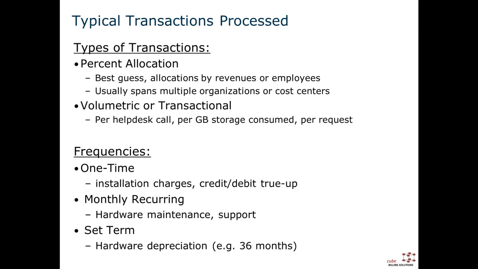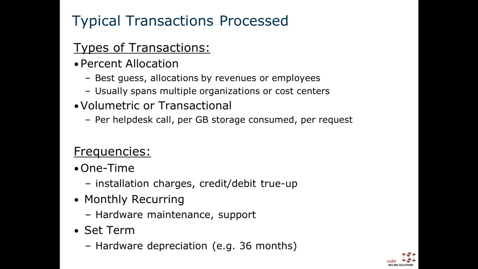So one or few organizations would provide the products and services, and many organizations or cost centers would consume that product or service. The second would be a volumetric or transactional type of transaction, and this would be per help desk call or per help desk call by type, maybe by an issue or an add, change, or delete. It could be by a consumption model on the amount of storage that's being consumed per request. This would many times align to an activity-based costing methodology.